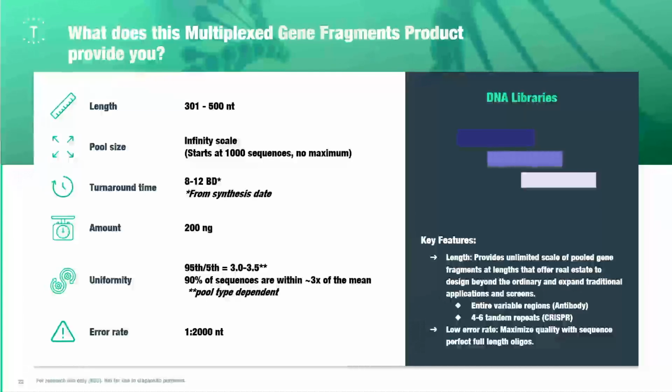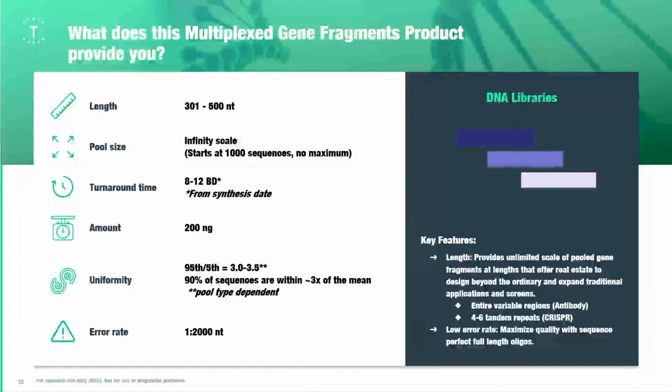There's really no limit to the pool size, and it's a really quick turnaround. We can get these out in 8 to 12 business days from when we start synthesis. Prior to synthesis, there will be a little bit of back and forth just to ensure that the sequences are suitable for this product and that we have the flanks and it matches, so the sequences will work for production. We're delivering about 200 nanograms, but this really depends on your pool size.